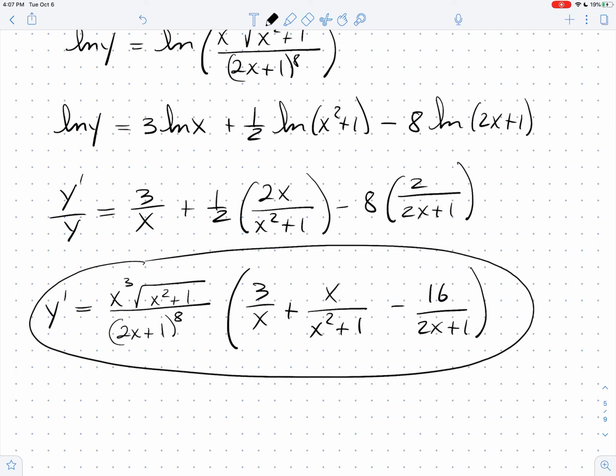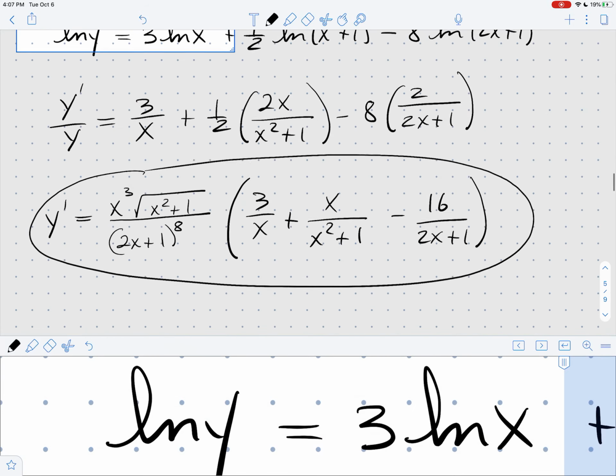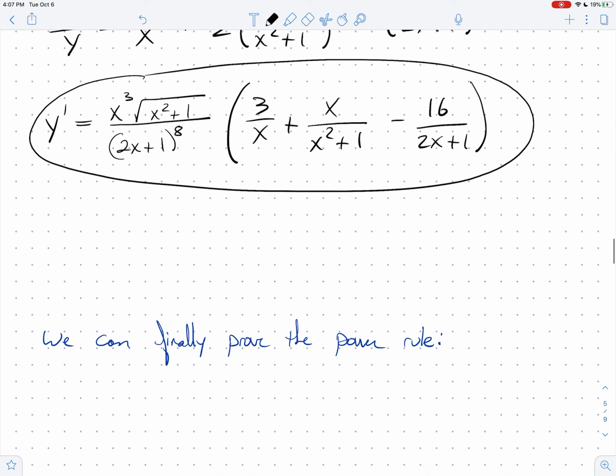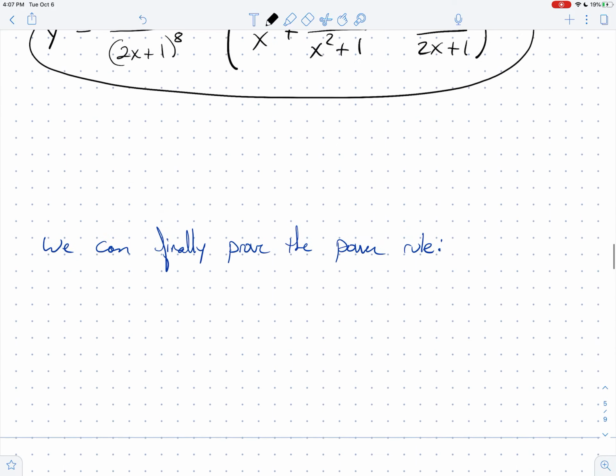And so this is a really handy technique. It's called logarithmic differentiation. And anytime you take the natural log of your function, as long as you take the natural log of both sides and do implicit differentiation on the one side with just y, then you can always recover dy dx. And so I'll do one more example in this video. We can finally prove the power rule. Let me just show you how to do that.